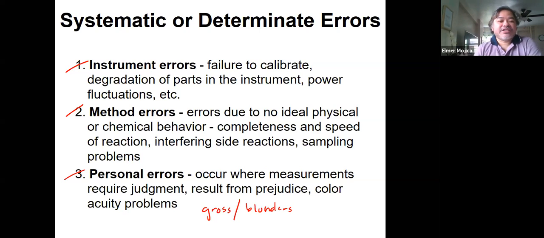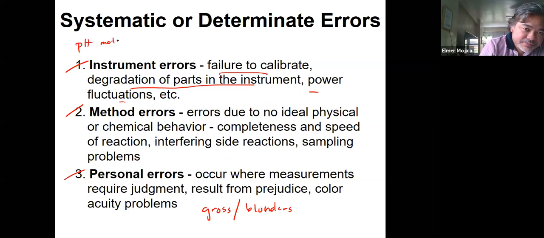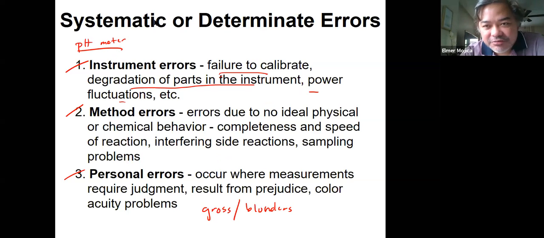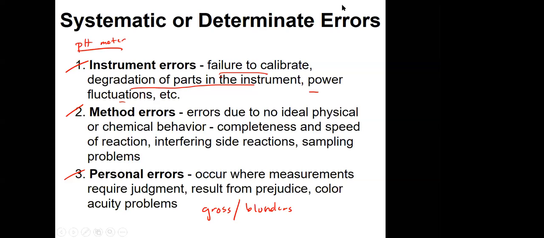So if it's an instrument error, it has something to do with failure to calibrate, degradation of parts in the instrument, and power fluctuations. So what does this mean? Okay? If you have a pH meter, what is the first thing that you need to do to your pH meter before you use it? Anyone? Calibrate it. Yeah. You have to calibrate it.